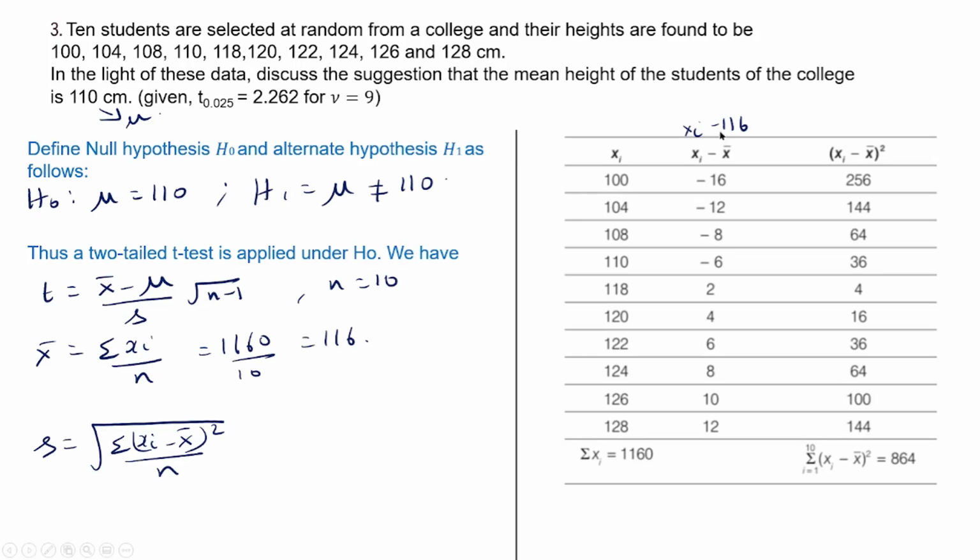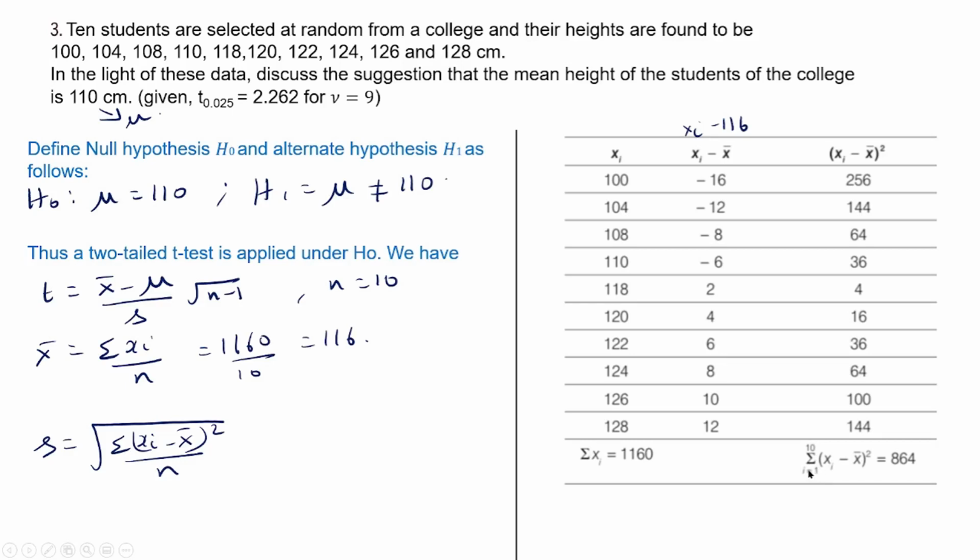When we subtract, 100 minus 116 is negative 16, then 104 minus 116 is minus 12, 108 minus 116 is minus 8, and like that it goes on. Then we take the square of all these. Minus 16 whole square is 256, minus 12 whole square is 144, minus 8 whole square is 64, minus 6 whole square is 36, 2 square is 4, 4 square is 16, and so on. And then we have to add all these.